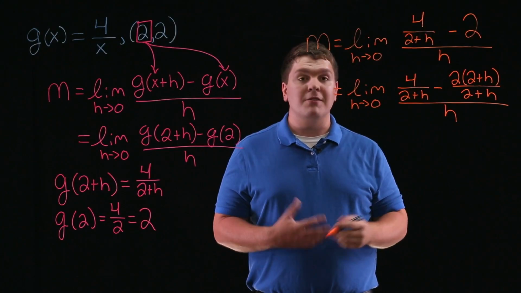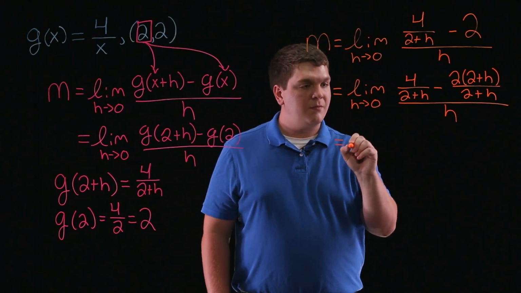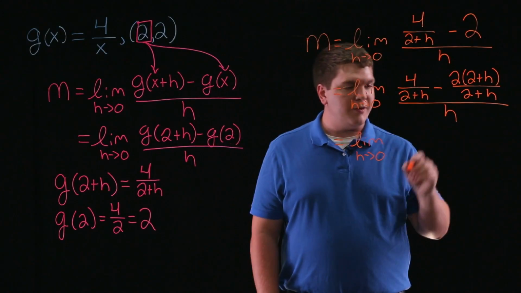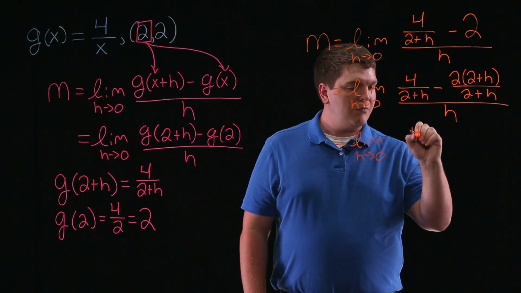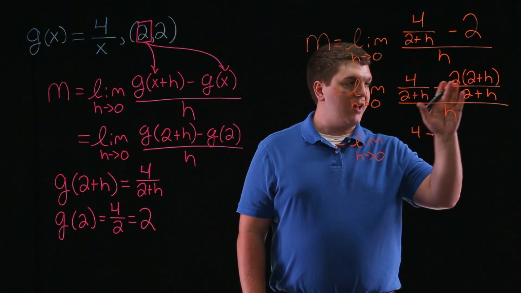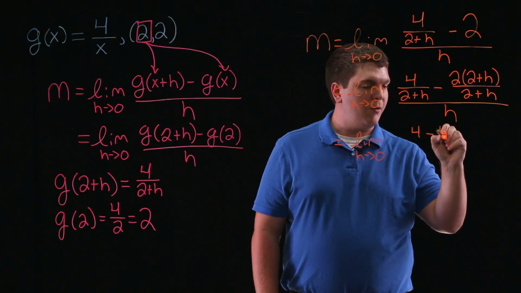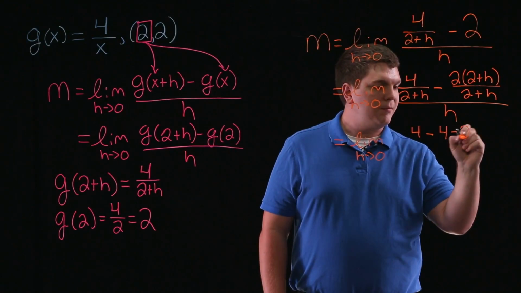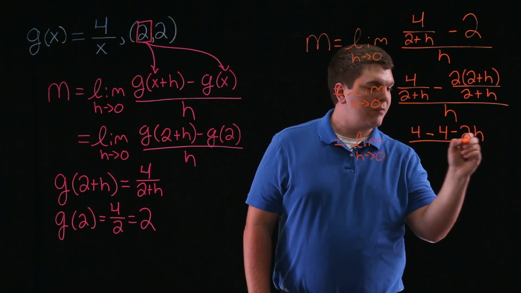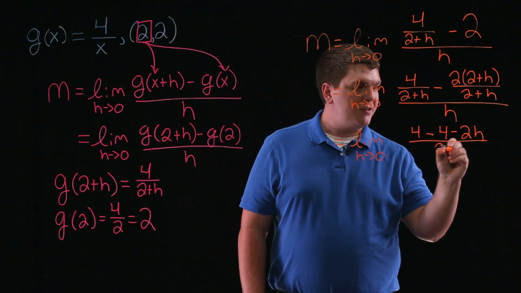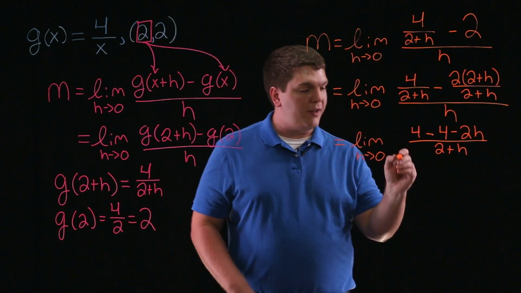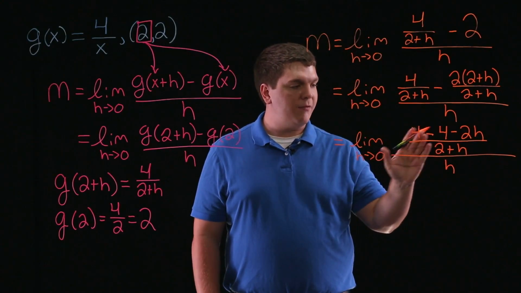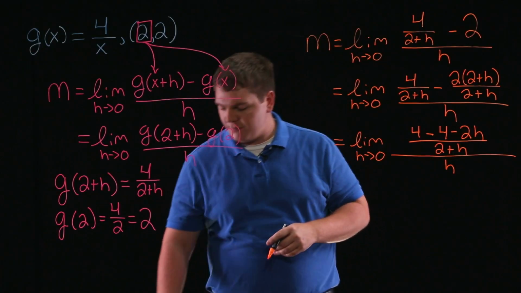So now we have common denominators in the numerator. Let's combine these. So we have the limit as h goes to 0 of 4 minus, we're going to have 2 times 2, which is going to be 4. And we're subtracting 2 times h from the distributive property. And this is divided by 2 plus h. And we're still dividing the whole thing by h. So up here, we have 4 minus 4. These are going to cancel.